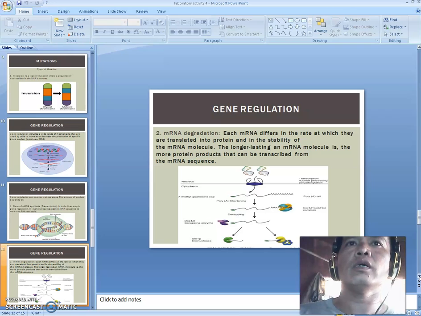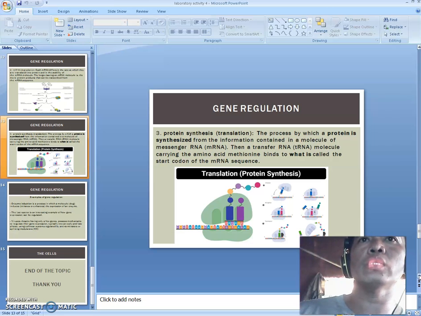And the second is mRNA degradation. mRNAs differ in the rate at which they are translated into protein and in the stability of the mRNA molecule. The longer lasting an mRNA molecule is, the more protein products that can be translated from the mRNA sequence.